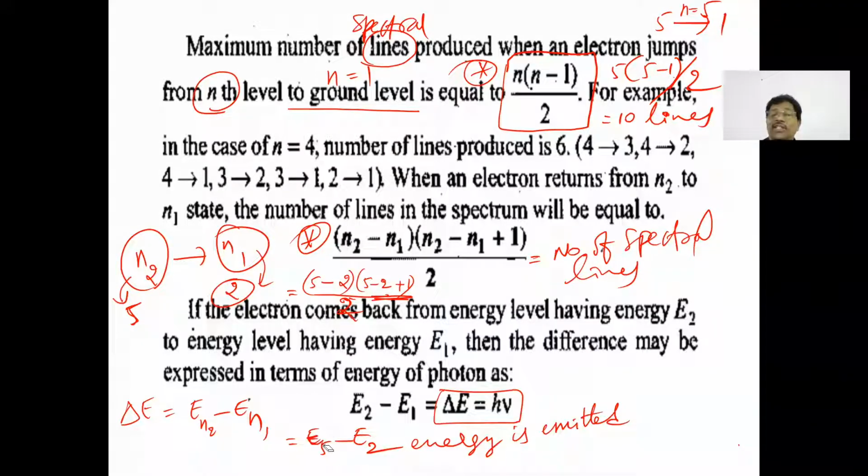How much energy is emitted here? E5 minus E2 amount of energy is emitted. So the energy of the electron in the second orbit should be subtracted from the energy of the electron in the fifth orbit. This value equals the amount of energy emitted when the electron jumps from the fifth orbit to the second orbit. Let's take the screenshot of this one.